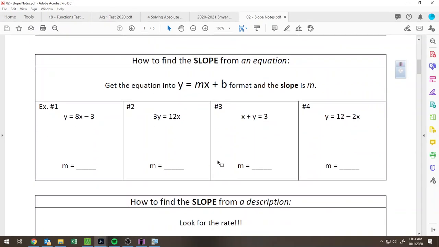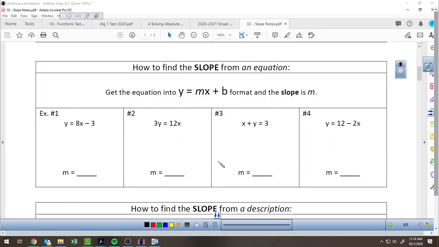Scroll down. Now, if we have slope from an equation, this is an equation you've seen before: y equals mx plus b. This is called slope-intercept form. Why do you think it's called the slope-intercept form? What are the two things you think this equation gives you? It's literally in the name of the form.